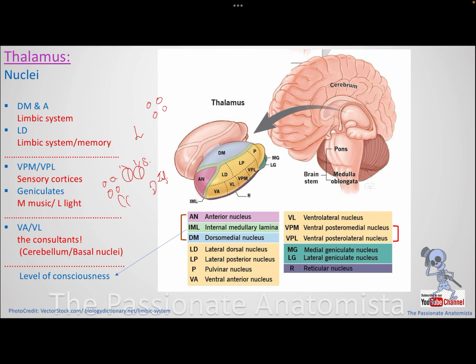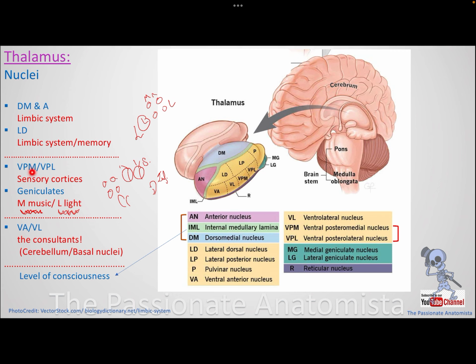So which one for which? We have medial geniculates and we have lateral geniculates. L for light. So this is responsible for the visual pathway. And M for music. So this is responsible for the auditory pathway. And from there you will take it to the auditory center in the temporal lobe. And from the light you will take it to the visual center in the occipital lobe.